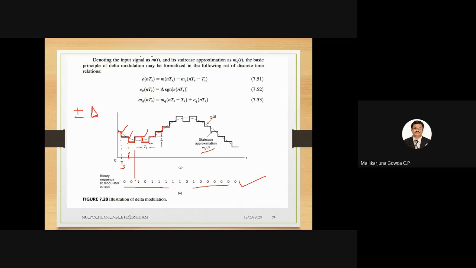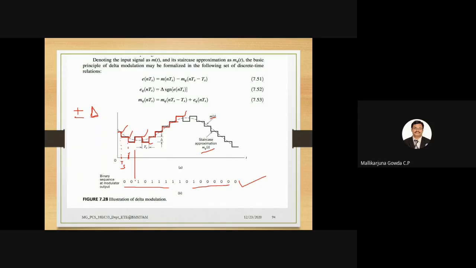So at this point also, my approximated signal is less than analog input signal. So again it will be incremented by delta. Okay, so till next sampling interval it will have that value. At this point of time also, the approximated signal is still less than my original analog input signal. Hence it will be incremented by delta. Okay, so now it will be there that value till the next sampling interval.